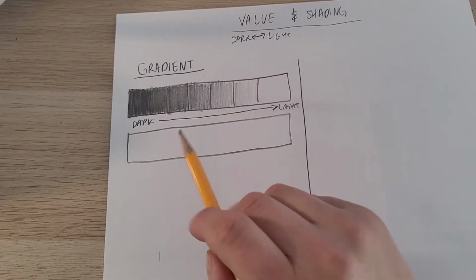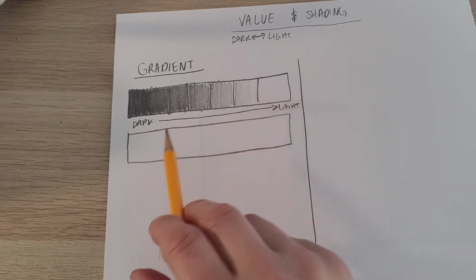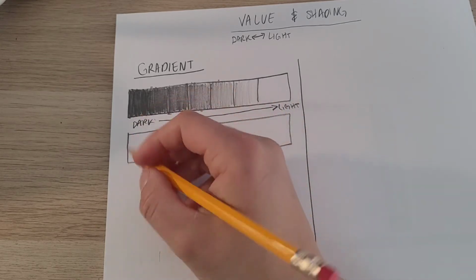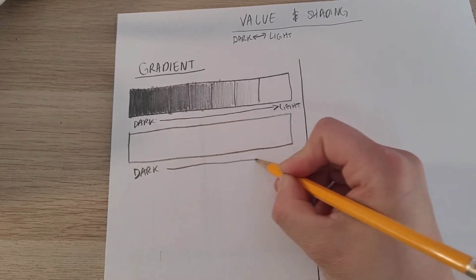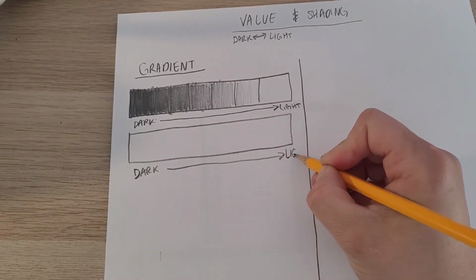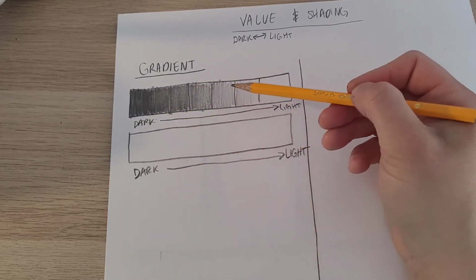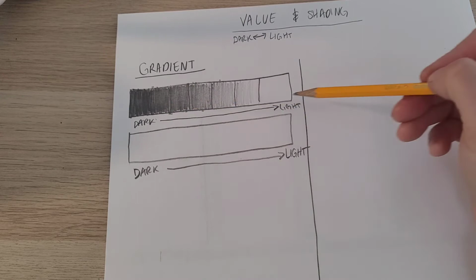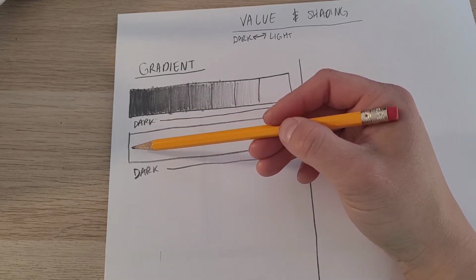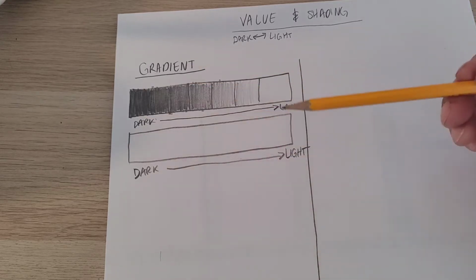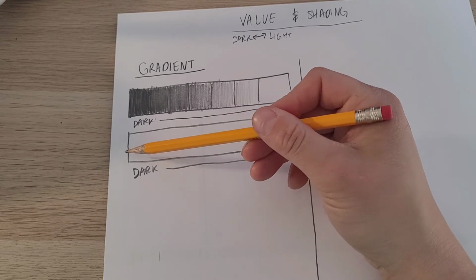So now that we have a gradient and steps from dark to light, we're going to do this one without steps. That means it's still going to go dark to light. You could have it go the other way if you want. But this time we're not going to have these boxes. We're just going to shift it from dark all the way to light. Make sure you stretch out your gradient, or your value, from really dark to really light. So again, this is going to stay white, but this is going to get dark.